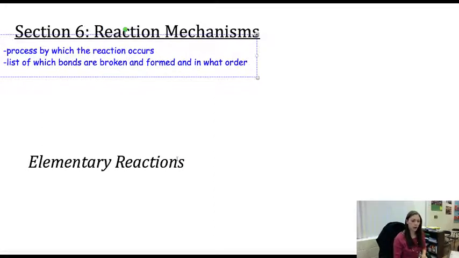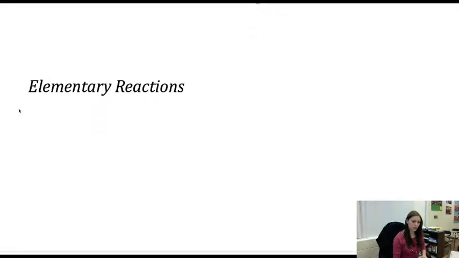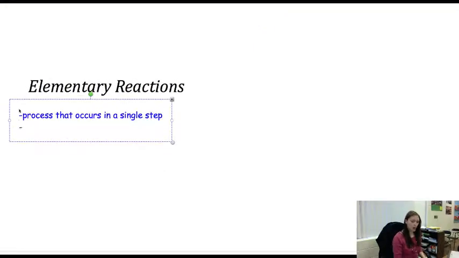Well, the first one we're going to look at here is an elementary reaction, and this is the process that occurs in a single step. The number of reactants that participate in that particular reaction in that one step is what we call molecularity.